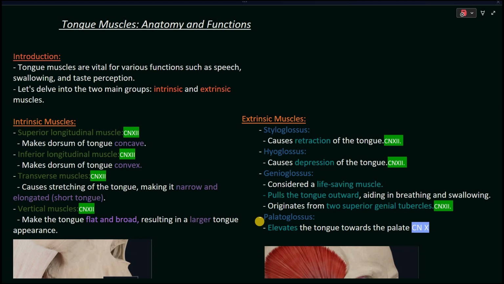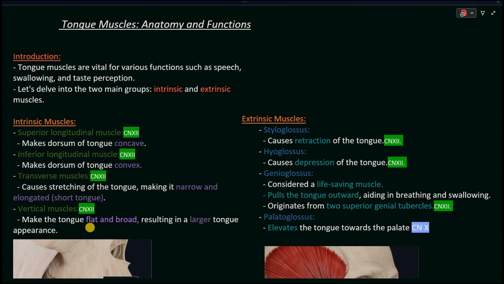The superior longitudinal muscle will make the dorsum of the tongue concave. The inferior longitudinal muscle will make the dorsum of the tongue convex. The transverse muscle will make the tongue more narrow and elongated. You can remember it like it will make the tongue shorter, and the vertical muscle will make the tongue broader and flatter, so it will make the tongue a little bit larger.